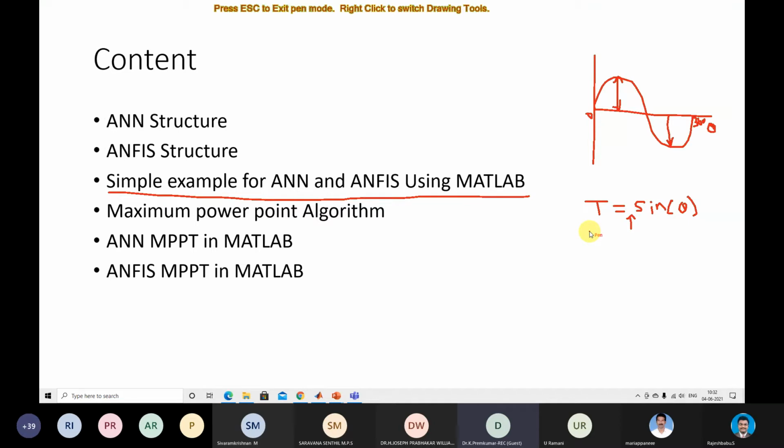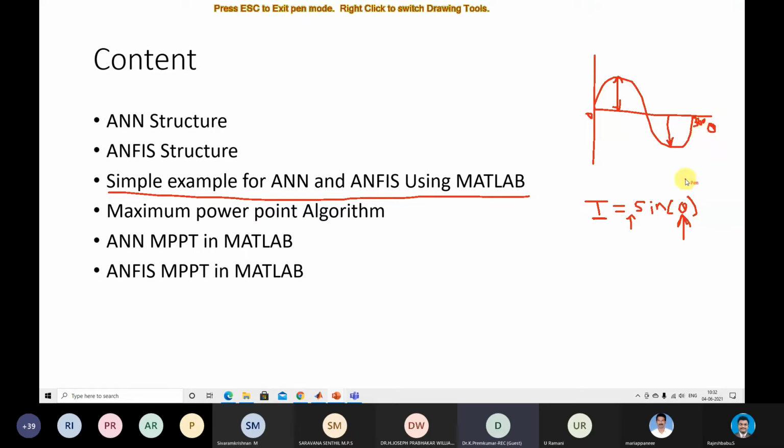So the input for that sinusoidal waveform here is theta, right? You are going to vary the data and then get the target value. The theta acts as the input for that sinusoidal system. The output of this equation will be t, which is your final target. So you are going to generate the target value for different theta values between 0 to 360 degrees.